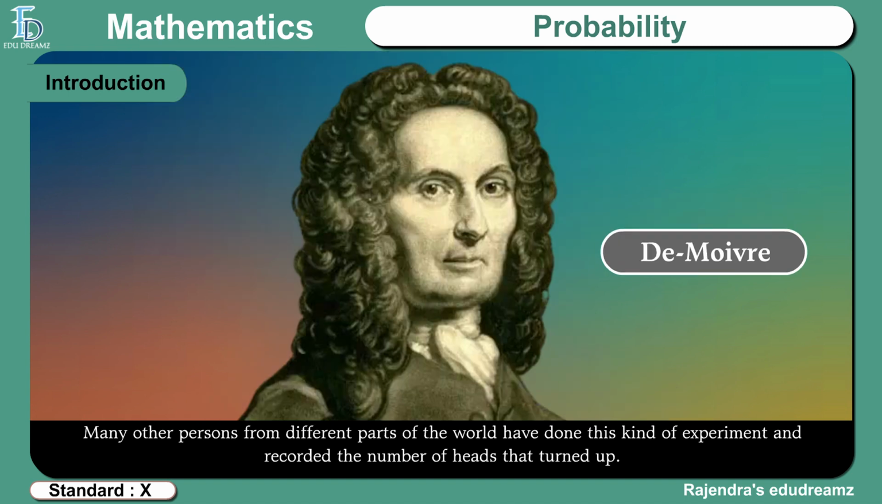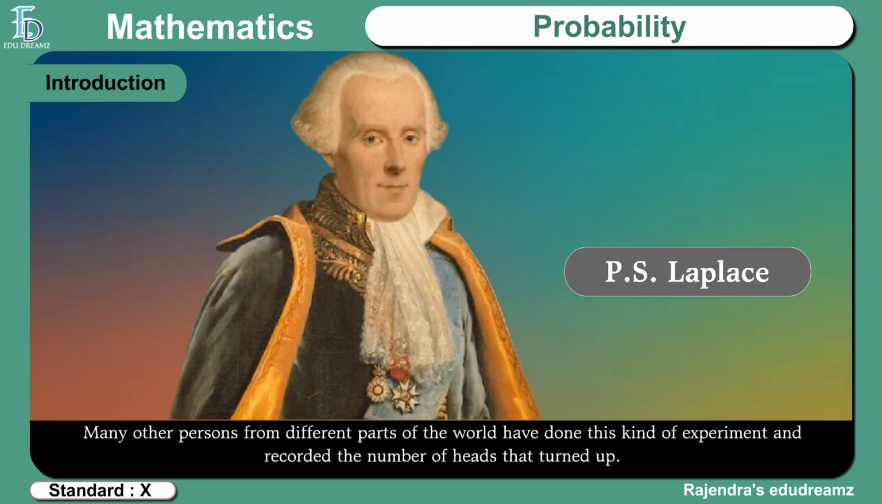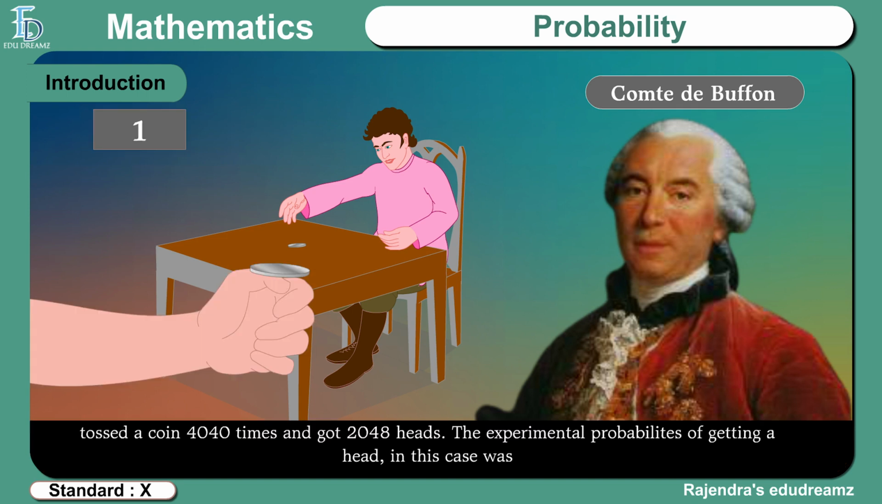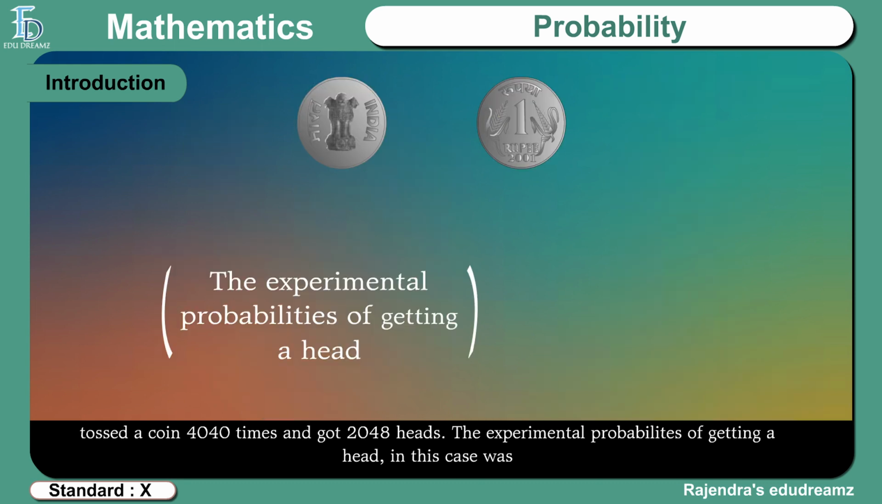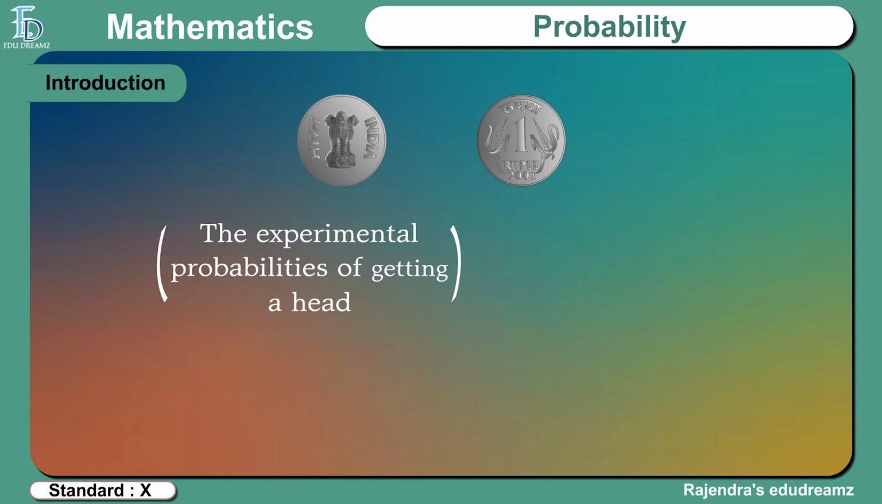Many other persons from different parts of the world have done this kind of experiment and recorded the number of heads that turned up. For example, the 18th century French naturalist Comte de Buffon tossed a coin 4040 times and got 2048 heads. The experimental probability of getting a head in this case was 2048 upon 4040, which is equal to 0.507.